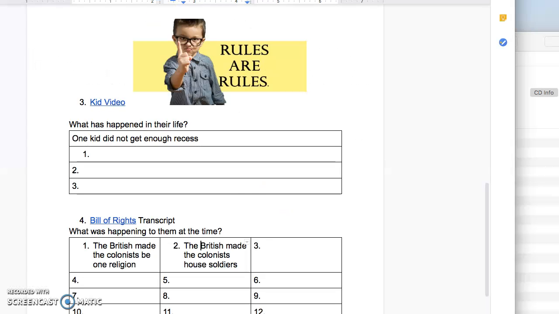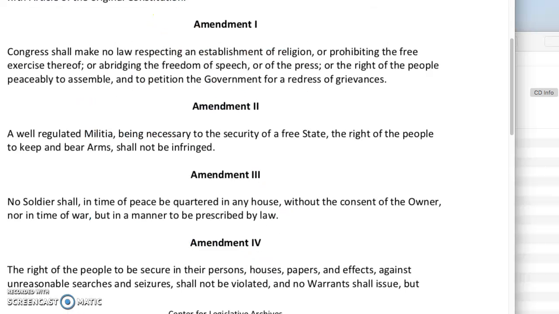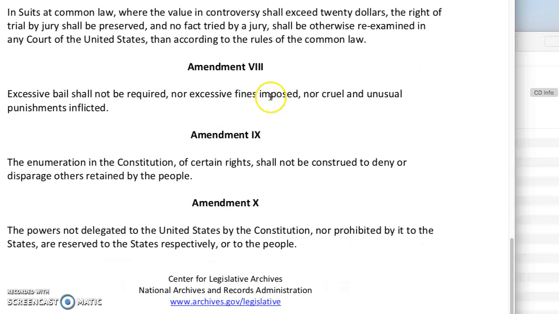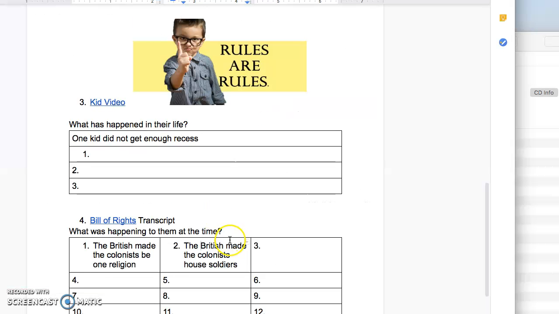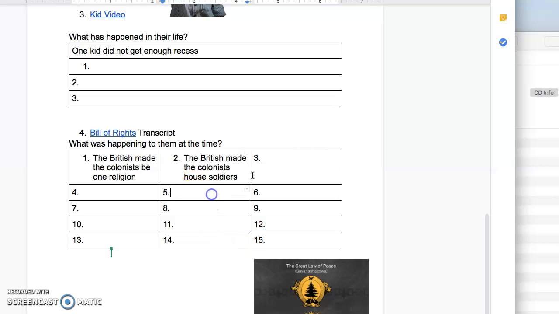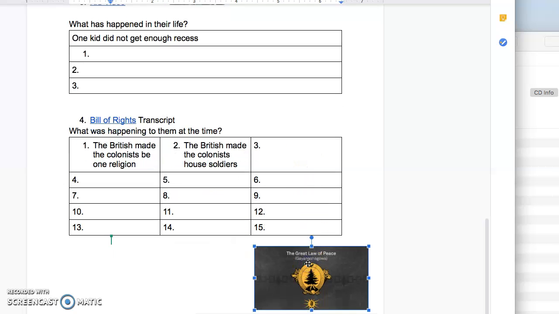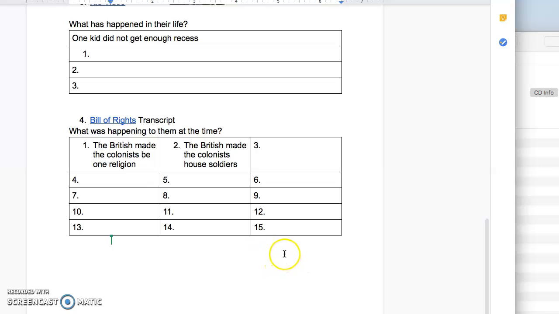So you're going to go through and your goal is to get 13 more. There's multiple, like the first amendment, there's a lot in there. So you'll find like 4 or 5 things in there, but you can go anywhere in the Bill of Rights to find what was happening to the colonists at the time, and you're going to shoot for 13. And you're going to need this for class tomorrow.